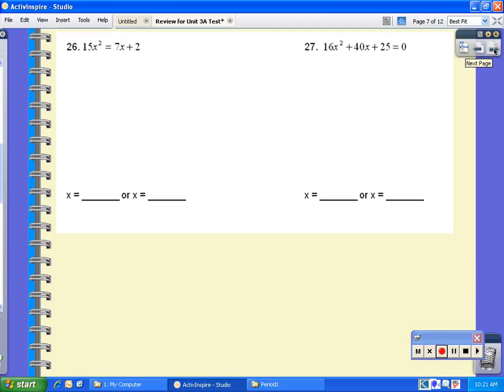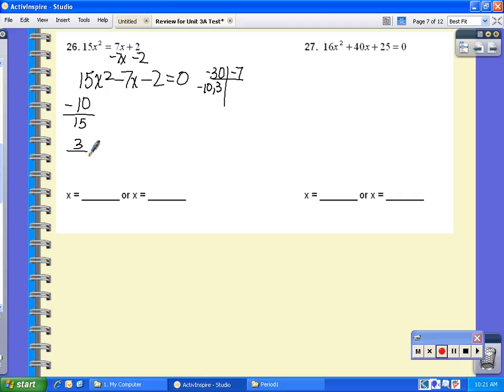For number 26, now you have to subtract two things. You have to subtract 7x and you have to subtract 2. So that gives you 15x squared minus 7x minus 2 equals 0. And again, you are looking for two numbers that when you multiply, you get negative 2 times 15, which is negative 30, and when you add, you get negative 7. Those two numbers are negative 10 and positive 3. So now I need to do that shorthand method, which is dividing negative 10 by 15 and 3 by 15, and simplifying the two fractions, which is negative 2 over 3, and again the bottom gets the x, and 1 over 5, and again the bottom gets the x.